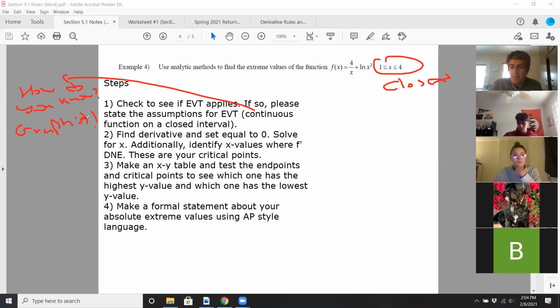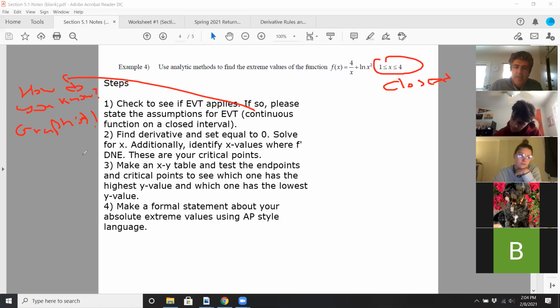If you don't make that statement, you will lose points on your test, just so you know. Even on the AP exam, they do that as well. And even if you're not doing AP, I have to treat this class like it to maintain the standards and the rigor. Now, number 2, find the derivative, set it equal to 0, and solve for x. That's going to be your critical point, where f prime equals 0. Also see if there are any other x values where f prime may not exist. Again, that's also a critical point.